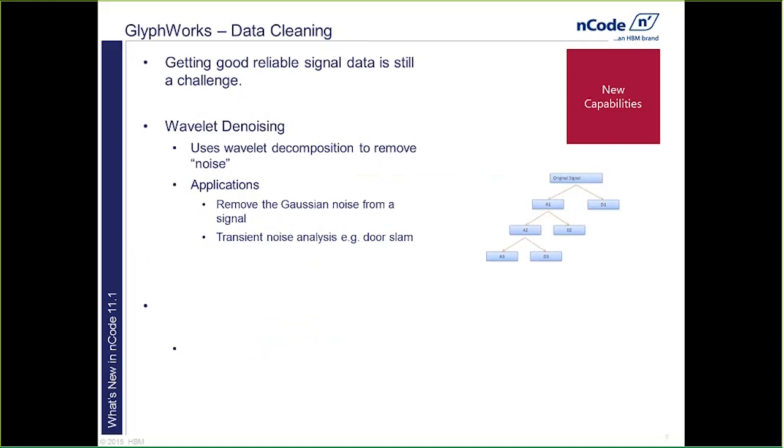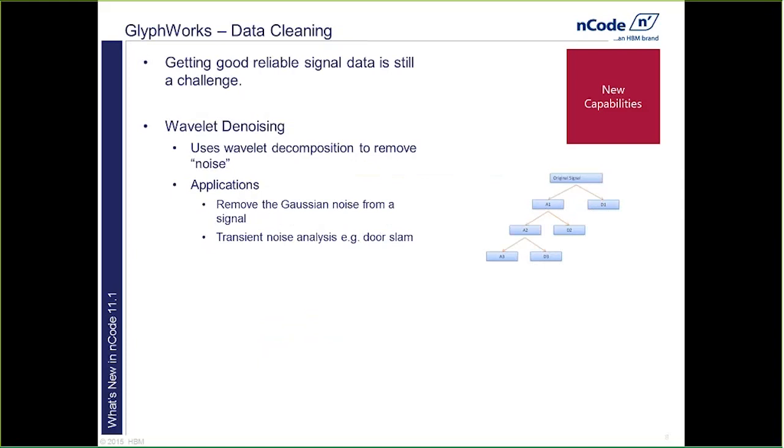So first, the data cleaning options. Obviously, getting good, reliable data is still a challenge. There are lots of things that can cause noise with data, and we need to remove that in some cases. The Wavelet denoising glyph basically decomposes the signal you've got in the time domain into a combined frequency and time domain called the Wavelet domain. This allows you to do some things that are more difficult to do in either the frequency or the time domain.